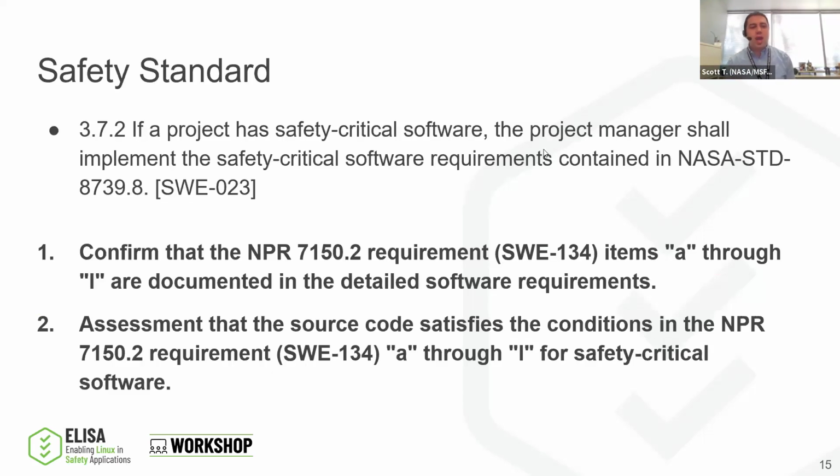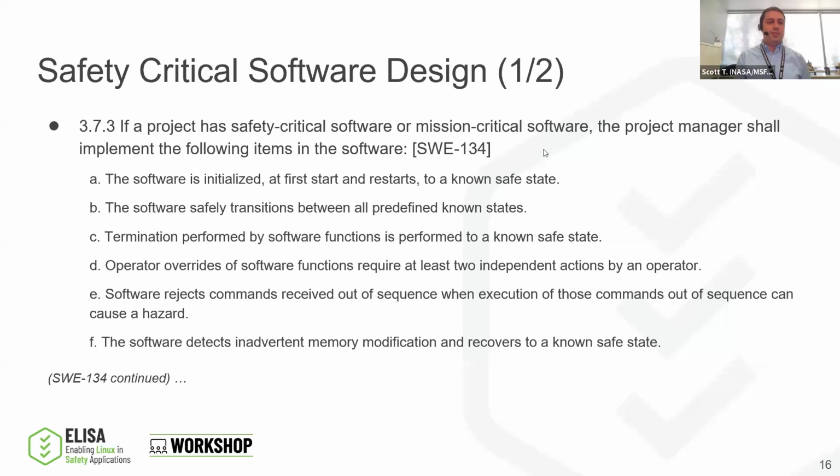Based on going through that, we apply several requirements. One of them is that if the project has safety critical software, it needs to apply the safety standard 8739.8, which is NASA's software assurance standard. Essentially, our safety critical team, the OSMA, is going to need to confirm certain aspects, and that's one of the software requirements. I'll talk about that a little later, as well as assessing the source code to make sure it satisfies all the requirements in that same system.